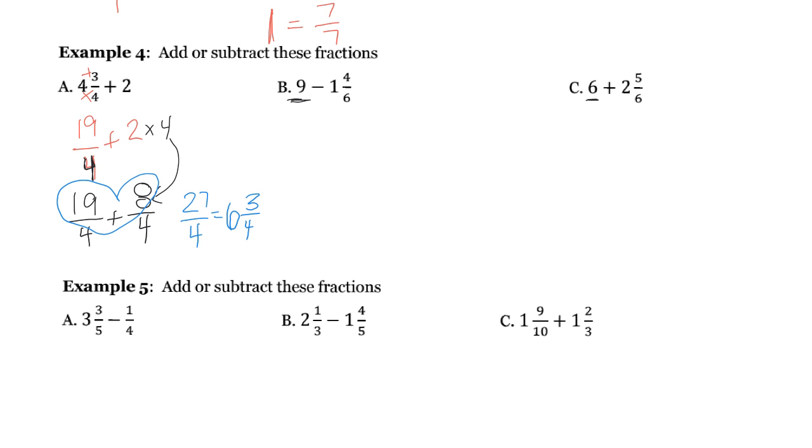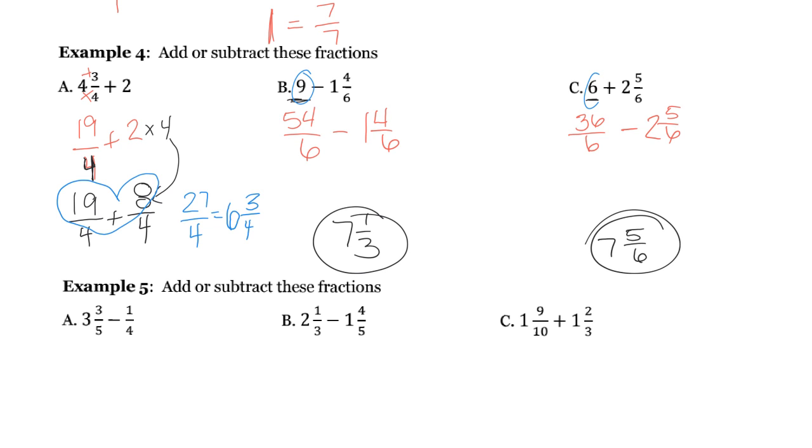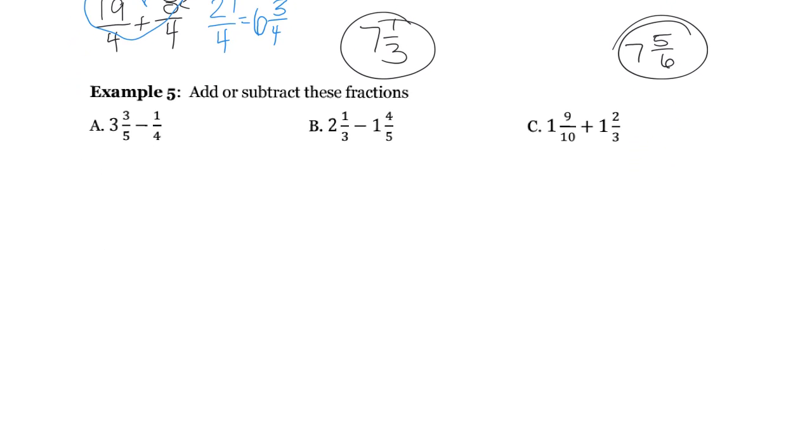Okay, so I want you to pause and try the next 2. I am going to put the numbers of the 6 and the 9 in improper fraction form. So that way, if you got stuck on that part, you at least have that. Okay, so pause. All right, so for this first one, 54 over 6. Second one, 36 over 6. And then our answers are here in black. Okay, make sure you put them in simplest form, as simplified as possible.